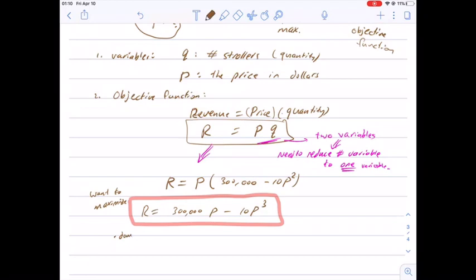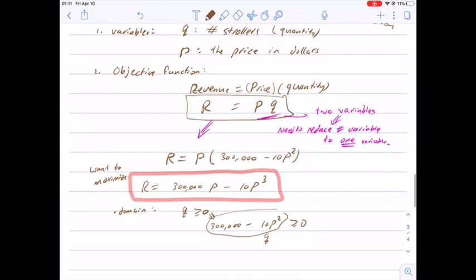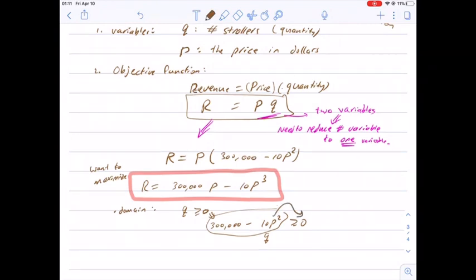Now, what about the domain? The domain is Q, which represents number of strollers, should be greater than or equal to 0. It can't be negative. Now, what about P? For P, we need to solve this. We want 300,000 minus 10p squared to be greater than or equal to 0, because this is Q. I just replace it with this expression.